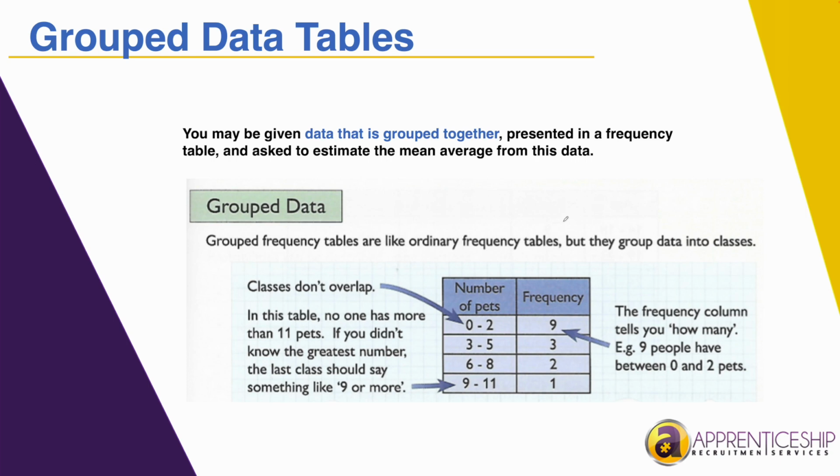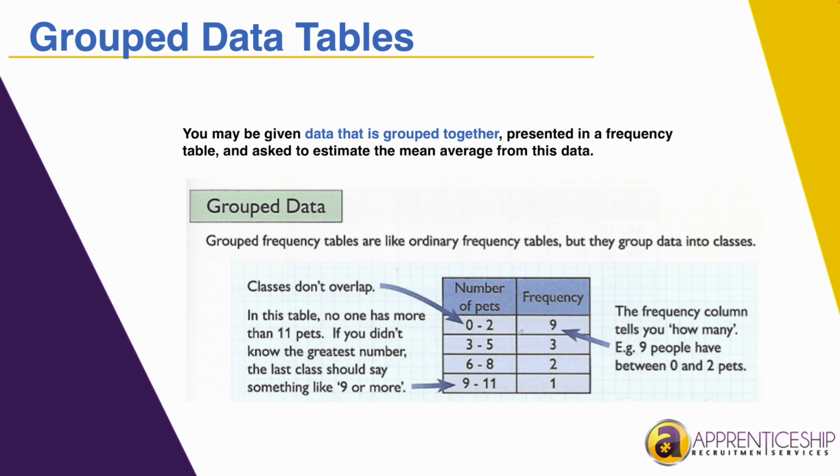Okay, so grouped data tables. This is a grouped data table. The way we can tell is that our number of pets here is a group, a range of data, so 0 to 2, and there's 9, 3 to 5, 3, etc. A question like this comes up in pretty much every exam that I've seen, and they're usually 3, 4, 5 marks. Follow the steps and it's pretty straightforward to get it.